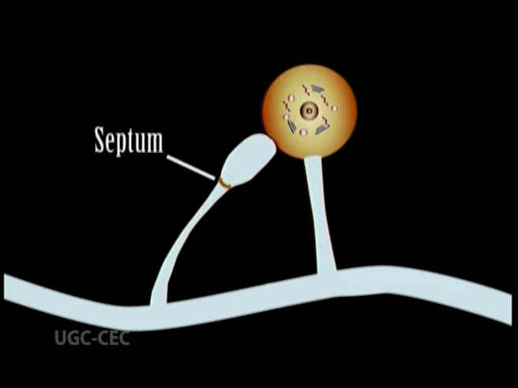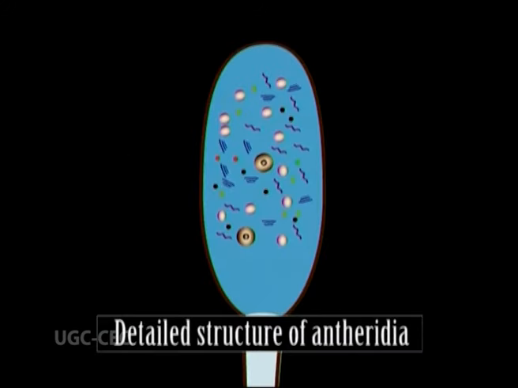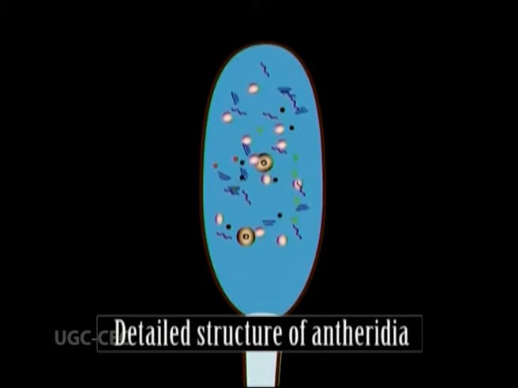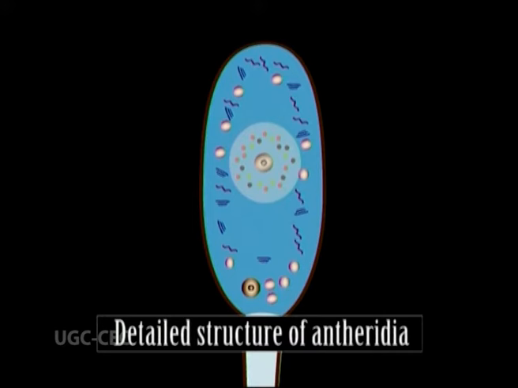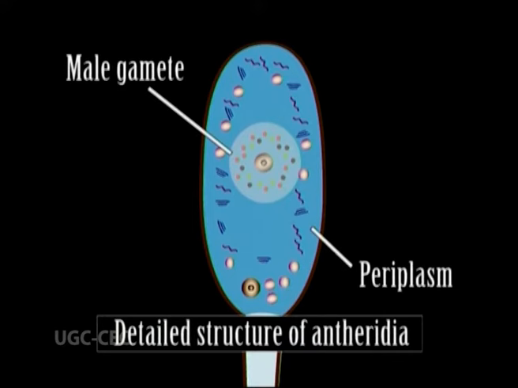Antheridial contact. In mature antheridium, the protoplast is differentiated into a central uninucleate portion, which functions as the male gamete, and the outer zone called periplasm. The surplus nuclei and other organelles migrate into the periplasm, where they later on degenerate.